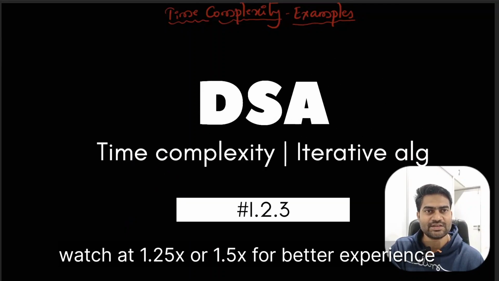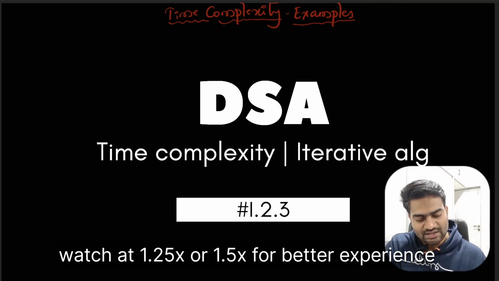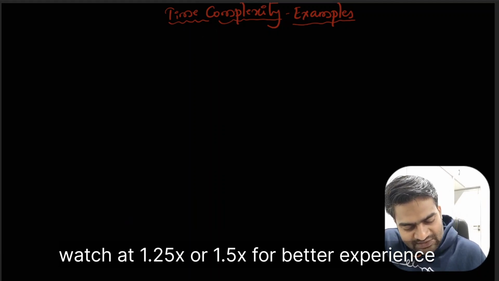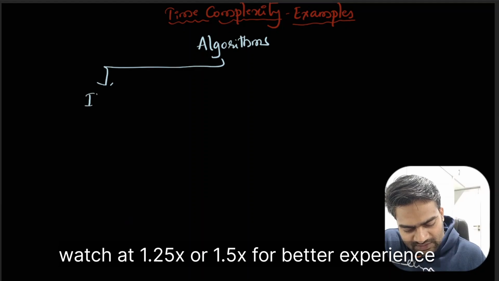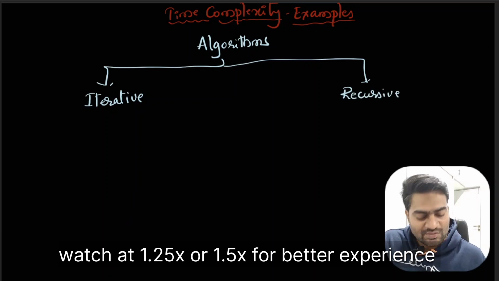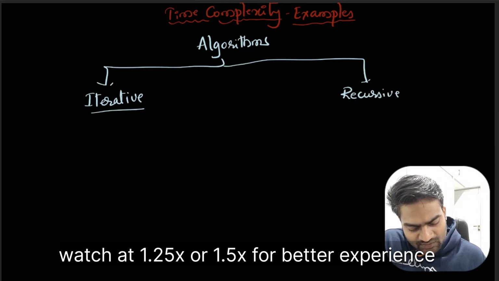This is Mahesh. In this video, we will look into a few examples on computing time complexity. So before starting, let us try to understand the types of algorithms. There are basically two types of algorithms we have. One is the iterative algorithm, and another one is the recursive algorithm.